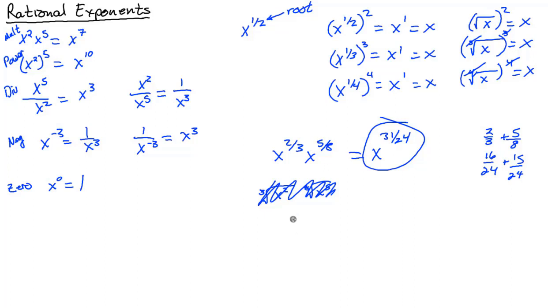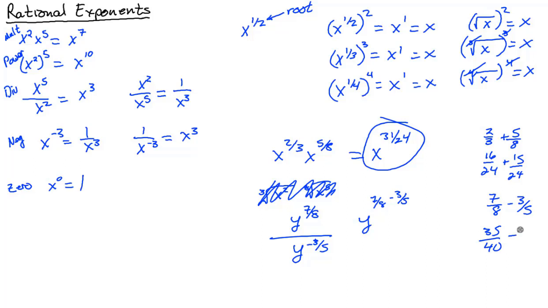Kind of cool. So if you have something like y to the 7/8 over y to the negative 3/5, something like that, well, this guy would go up to the top, or you could use a rule and say it's okay, it's y to the 7/8 minus 3/5. That may take a little bit of work. 7/8 minus 3/5 times by 5 and 5, that's 35/40. Minus times by 8 and 8, and you get 24/40. This is going to equal y to the 11/40 power. What does that mean? 11th power, 40th root. Fascinating.